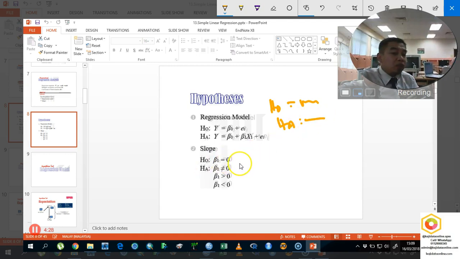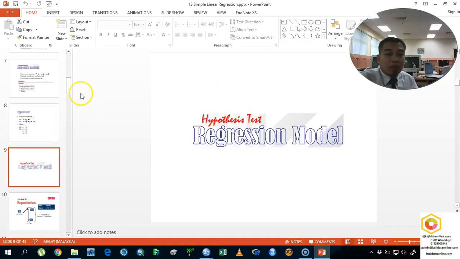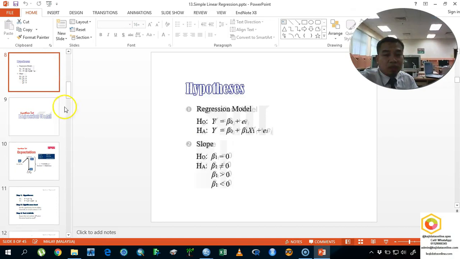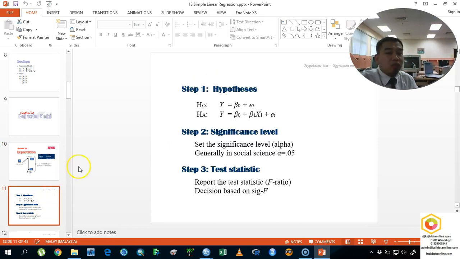So the slope, we are going to use the similar slope like what we did in the correlation. There are some positive prediction, negative prediction, and so on. Okay, that one is the regression model and slope. So the first one, hypothesis test for the regression model. This is the step. The step is to look into the statistical F, which is the significant F on the ANOVA table.